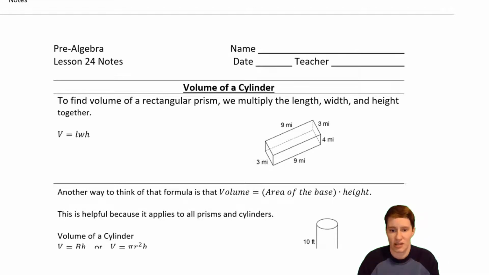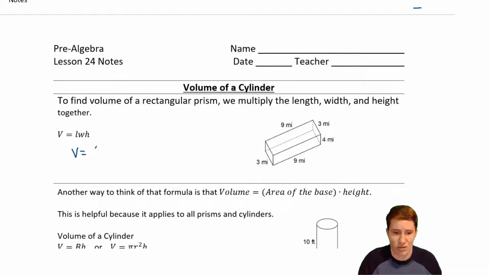So for this rectangular prism that I have on the screen, it actually doesn't really matter what you count as the length, the width, and the height. It just matters that we have all the information we need. So in order to figure this out, we would basically do 3 times 4 times 9. And it doesn't have to actually be in that order.